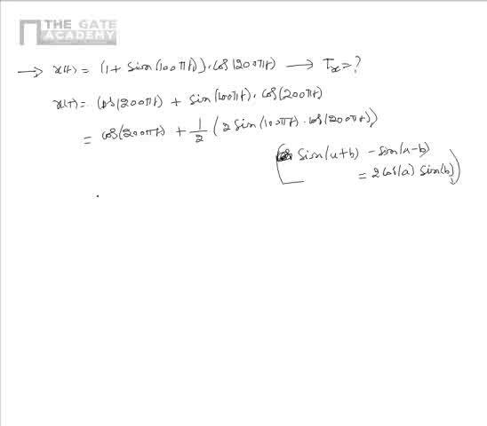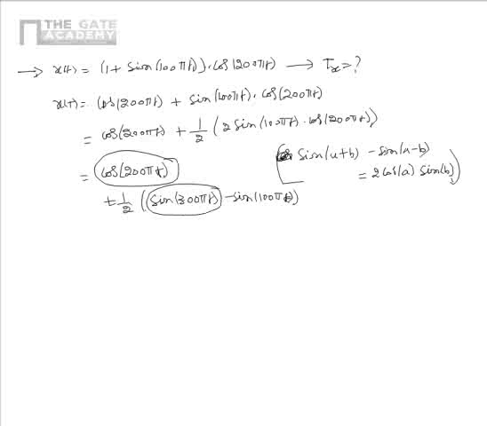From this we can further simplify x of t as cos 200 pi t plus half multiplied by (sine of 300 pi t minus sine of 100 pi t). So for finding the time period of the given signal, we have to find the time periods of cos 200 pi t, sine 300 pi t, and sine 100 pi t.